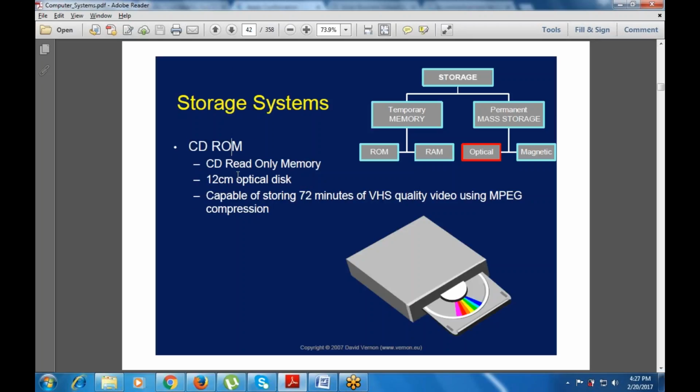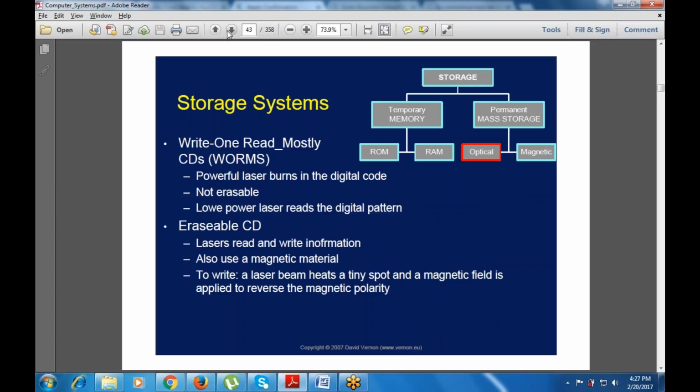The next one is the CD-ROM, that is a compact disk. Yes, this is the read-only memory file. And there is a 12 centimeter optical disk that is capable of storing 72 minutes of very high quality video using MPEG, that is Motion Picture Experts Group compression. Then the next one is again what we can use, write once, read many. So any doubts anyone till here?